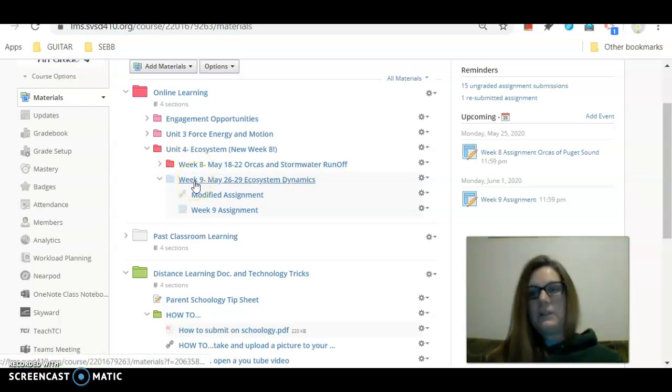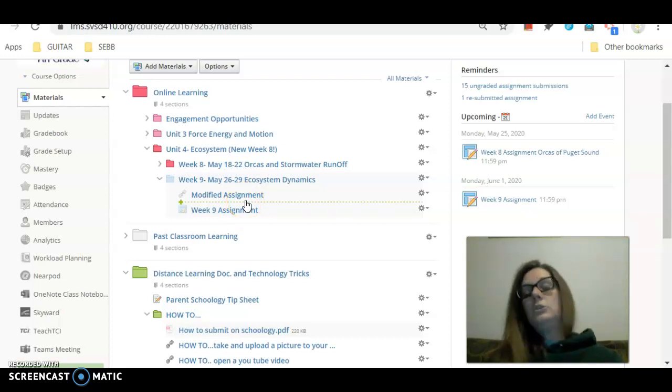So let's look specifically at the assignment. In this folder for week 9, you are just going to see week 9 assignment. The modified assignment, small groups. Those of you that meet small groups with special ed, you will have access to that through your small group person, leader, teacher.